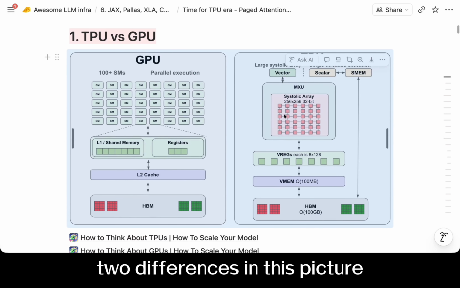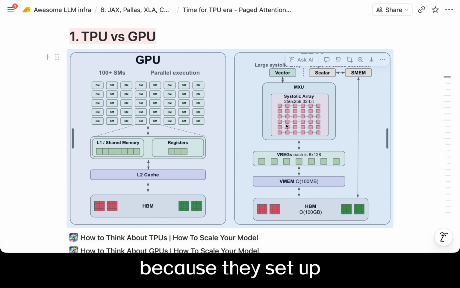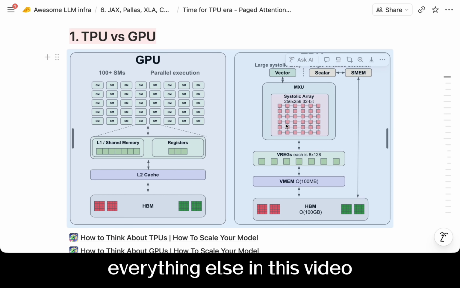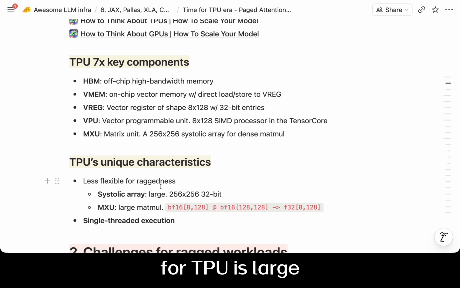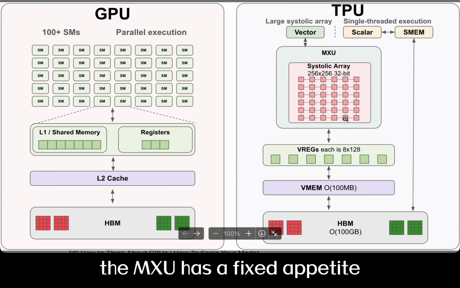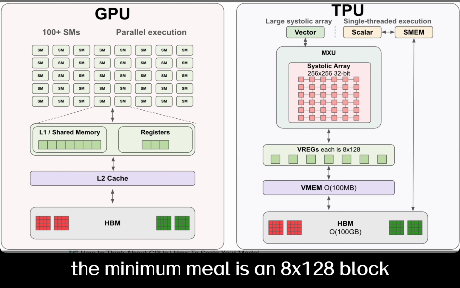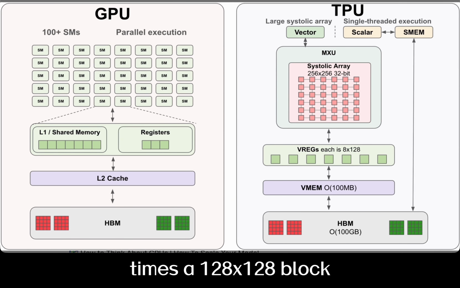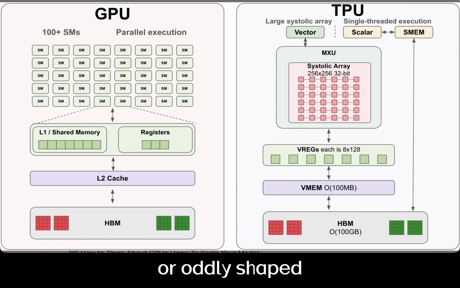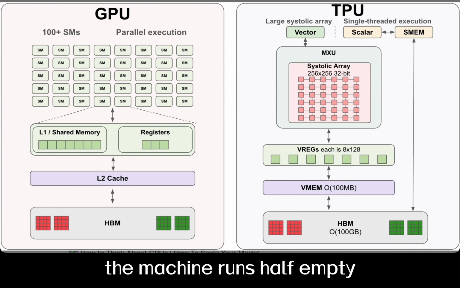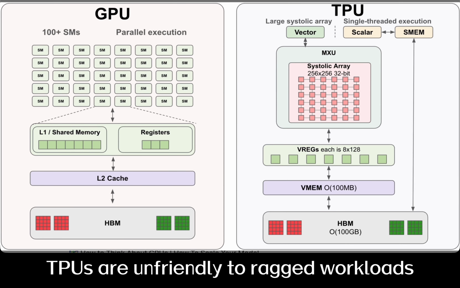Two differences in this picture deserve a highlight because they set up everything else in this video. First, the compute granularity for the TPU is large. The MXU has a fixed appetite. The minimum meal is an 8 by 128 block times a 128 by 128 block. If your data blocks are too small or oddly shaped, the machine runs half empty. So by construction, TPUs are unfriendly to ragged workloads.